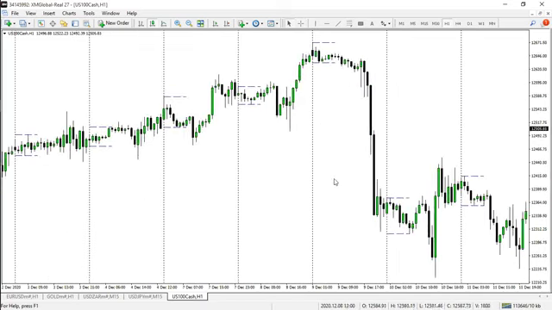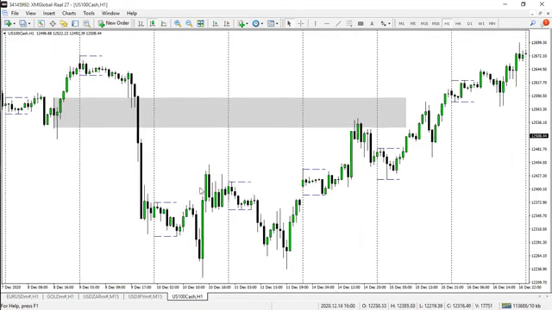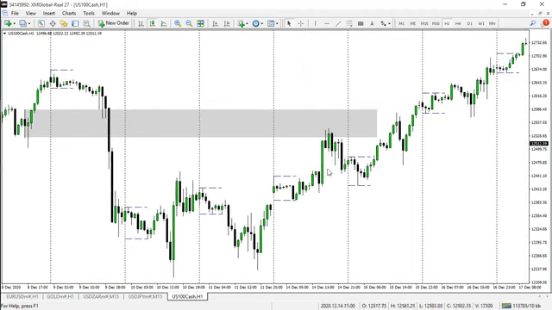Okay, anything else here? This breaker here, this one, it took out this high. Then there was a BMS violated, and this was the return. But price was now in an uptrend, so it was just used as a short-term higher high.